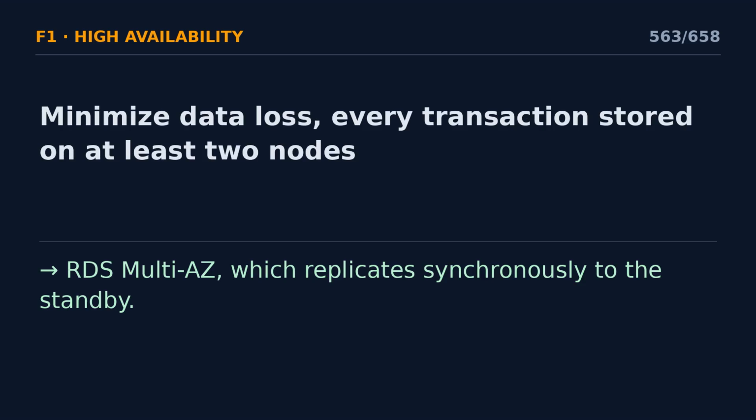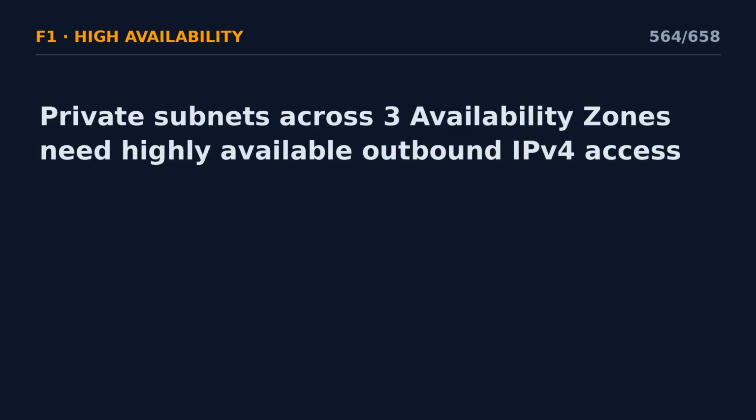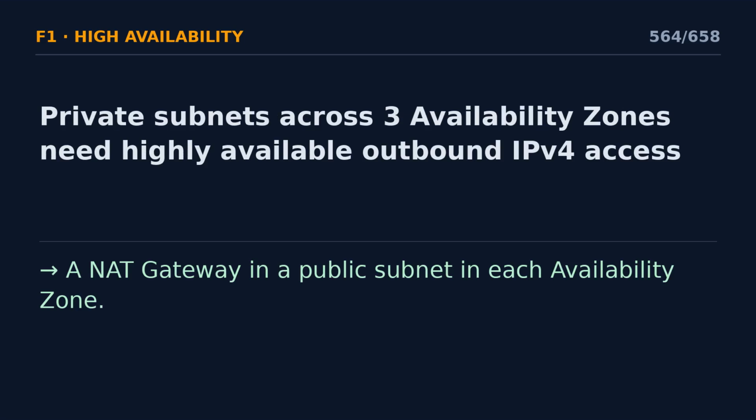Answer: RDS multi-availability zone, which replicates synchronously to the standby. Private subnets across 3 availability zones need highly available outbound IPv4 access. Answer: a NAT gateway in a public subnet in each availability zone.